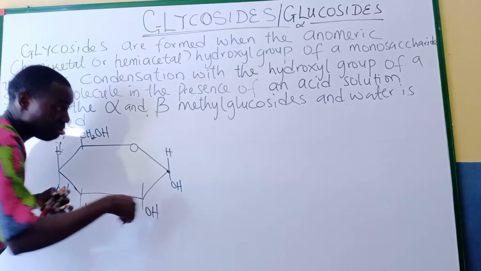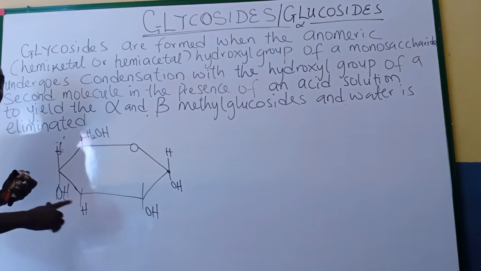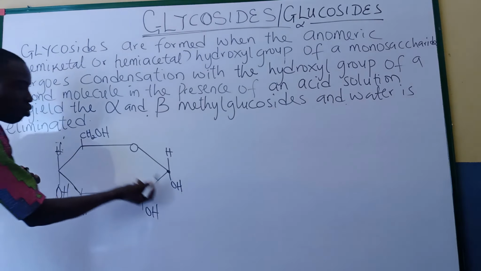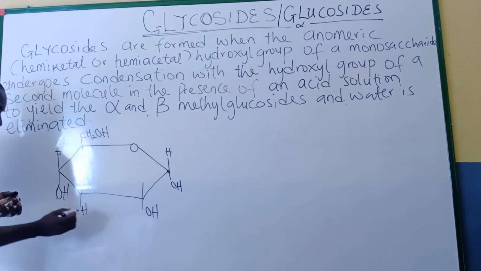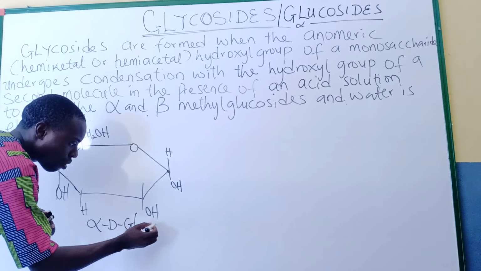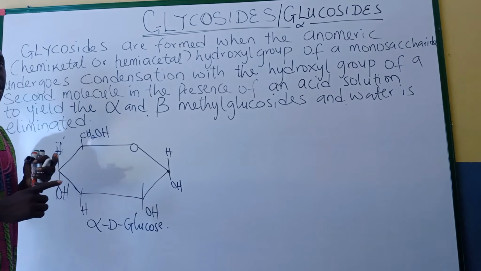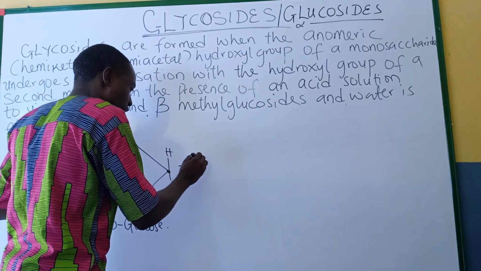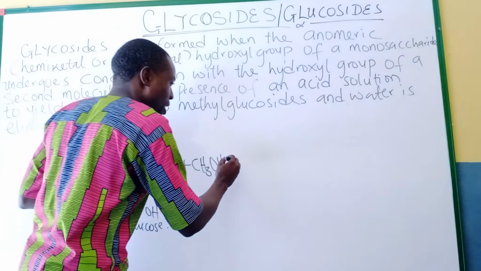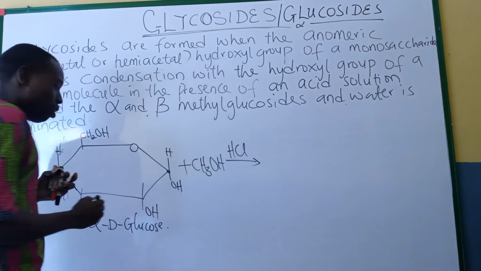Because the OH is down in the simplest form. If the OH is down, it will be called an alpha. But when the OH is up, it will be called a beta. Or when these two are opposite, alpha. So you can call this one an alpha-D-glucose. You can also call it an alpha-D-glucopyranose, because glucose is a six-membered ring, plus a methyl alcohol or a methanol. So in the presence of a dilute HCl, what is formed?